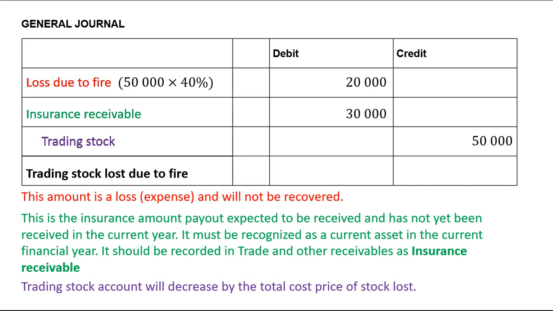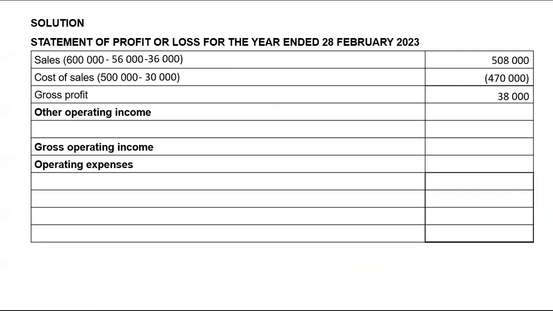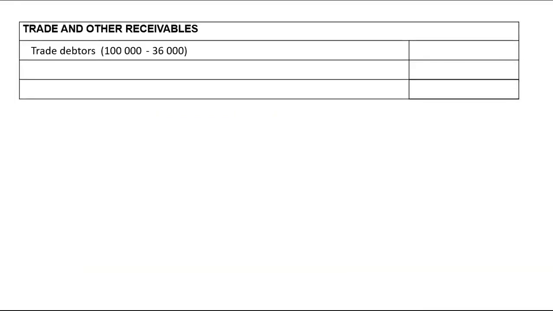Okay, that loss, I'm going to write it in my statement of profit or loss, i.e. your income statement. It will be under expenses, loss due to theft. It will be 20,000. And the receivable will be recorded in the trade and other receivables note. And we are going to record it as insurance receivable or accrued income, which will be 30,000 rand. Got it? Easy, right?